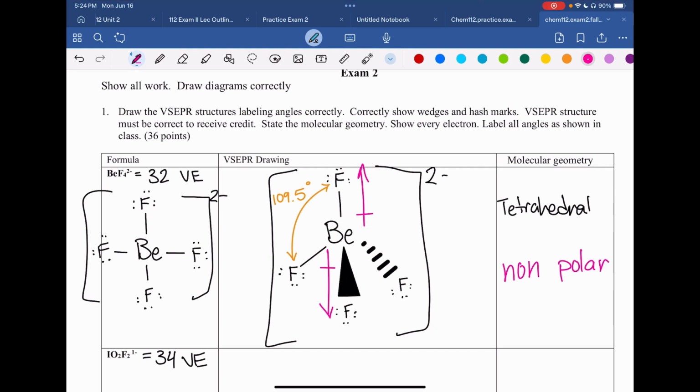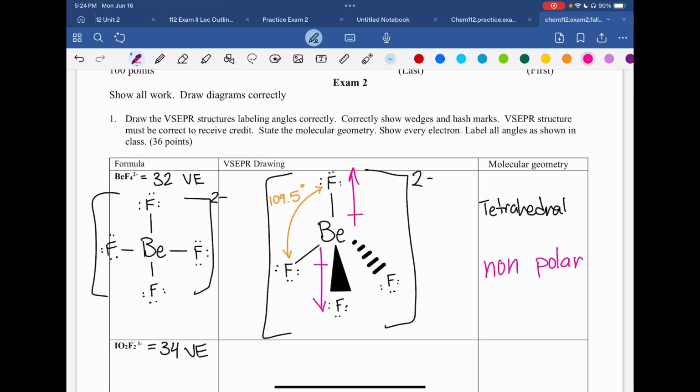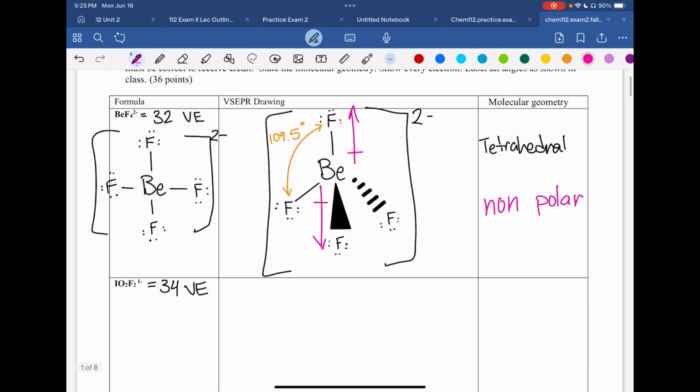If they're equally pulling with the exact same pull, then the molecule isn't going anywhere. It's like a tug of war. You have two strong people, both equally strong, both pulling in opposite directions. No one's going to move. It's non-polar. So that's that. That's the first question.